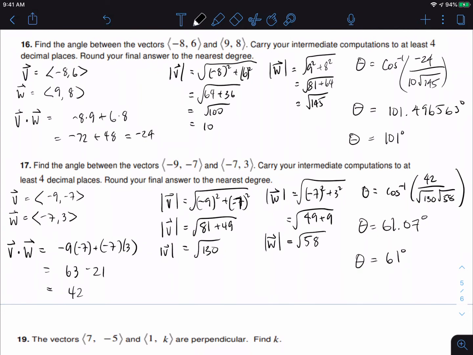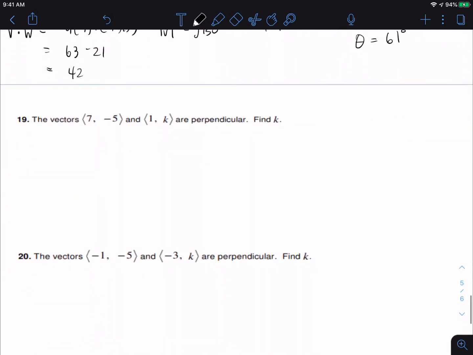It's been a lot today, but it's not too bad, right? Vectors are actually fun. If you understand them, it's very, very manageable. Okay. Let me show you these last two and then we'll be done.